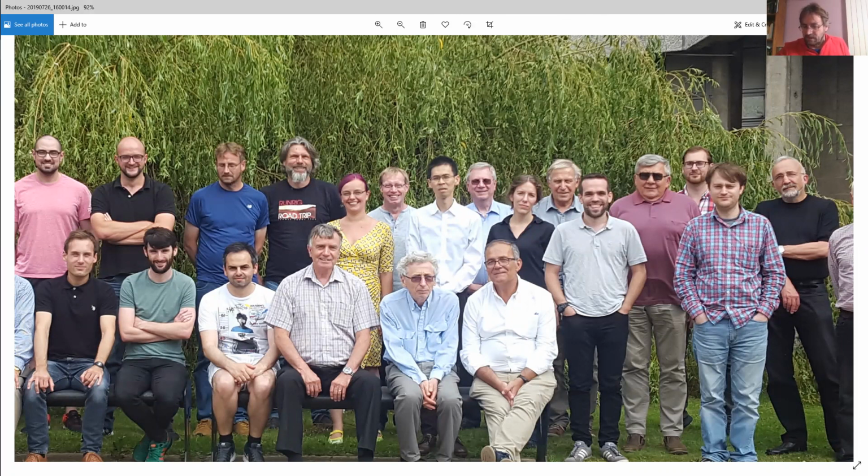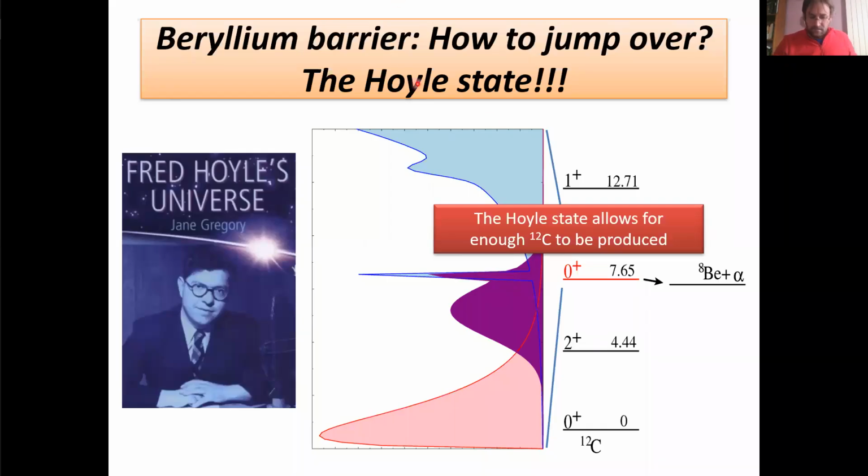Once the star has reached helium burning, it goes 25–30% faster. By the way, the guy here towards the right is Witek Nazarewicz, who is the scientific director of FRIB, which is the Facility for Rare Isotope Beams. A $1.5 billion project.